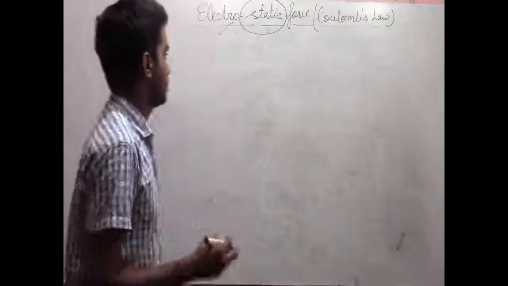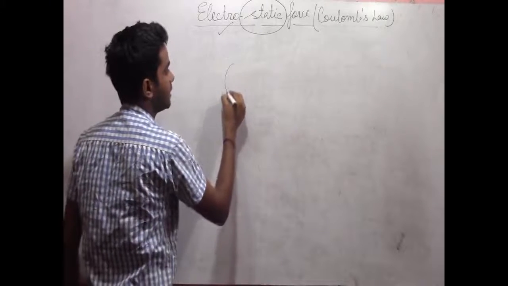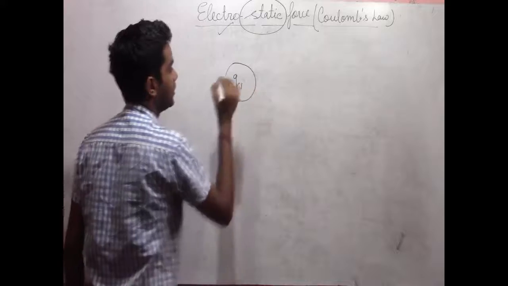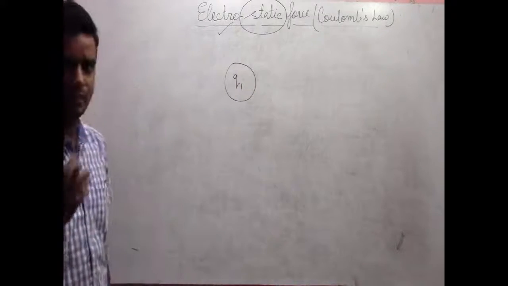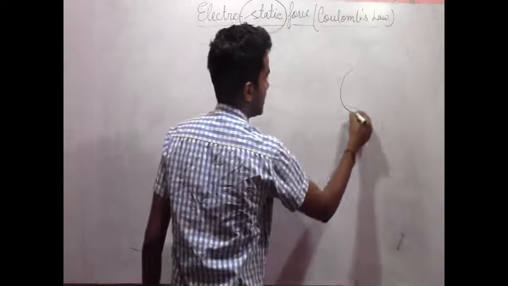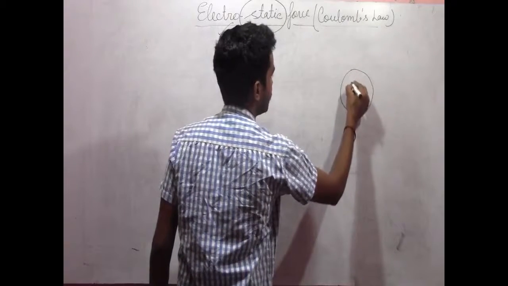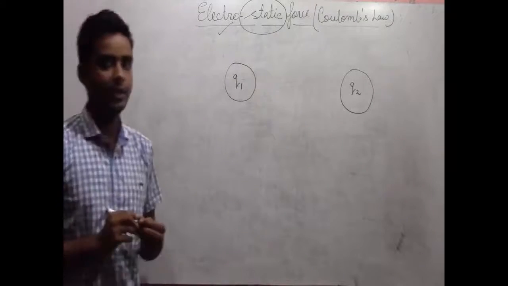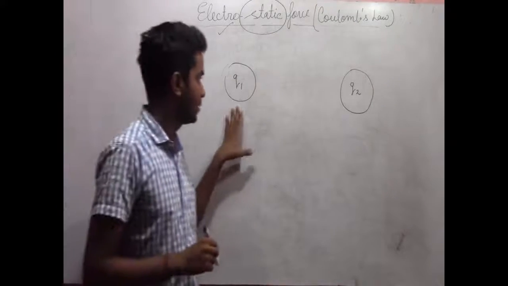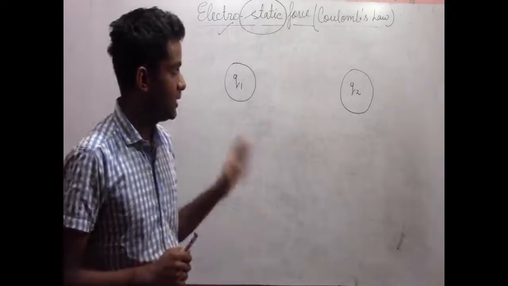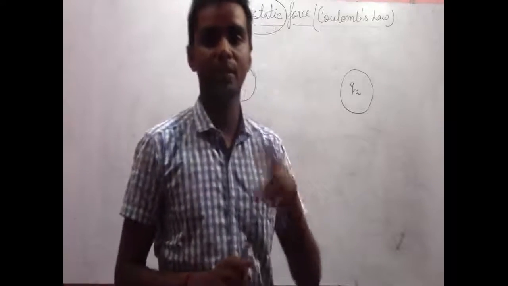Suppose there are two charges. This charge is Q1, and it may be of any nature. And this charge is Q2. We have two charges Q1 and Q2, and they are placed in each other's electric field.